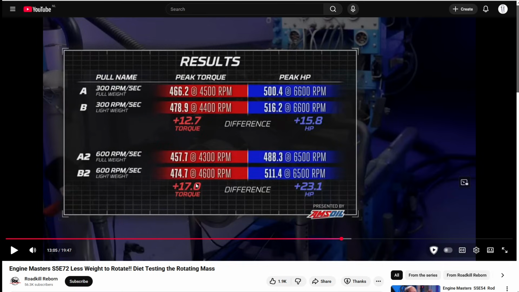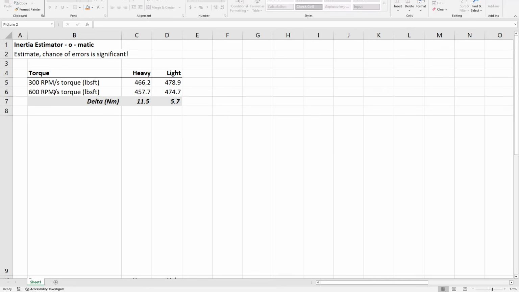So what if we put these numbers in a spreadsheet, there he is, and see if we can get some numbers out of it. So first we write down the torque values they got in pound-feet here, and this is the important part about these calculations. If you're on the correct side of the pond, you do things in SI units and it makes calculations easier.